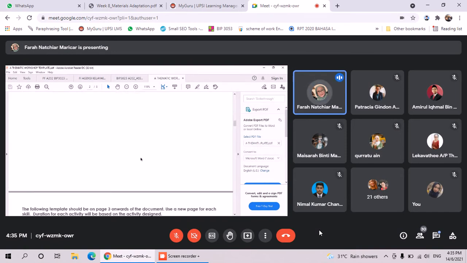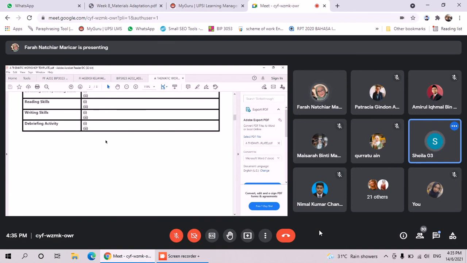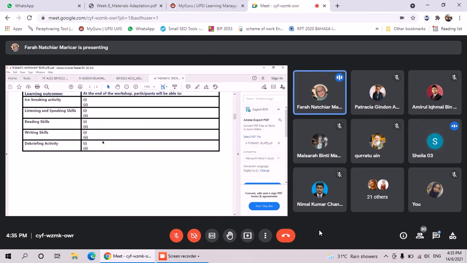All right, next page. Doctor, this is page 3 onwards. Excuse me, doctor. Yes. I'm so sorry. So for the learning outcomes, it has to be 2 for each skill? Up to you. Okay. Up to you.